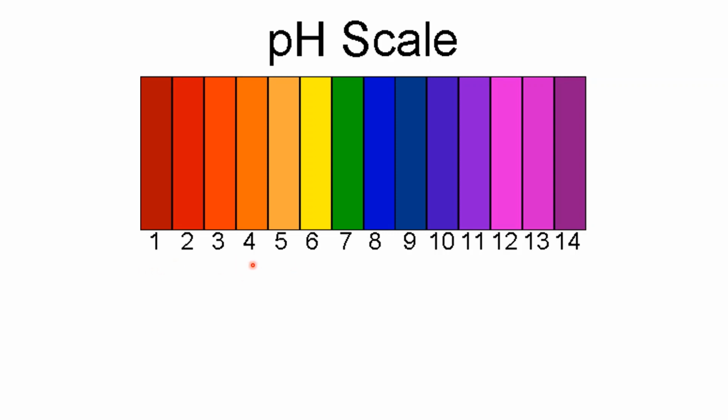Weak acids have a relatively high pH, i.e. more than 1 but lower than 7. So this region here is where you will find a weak acid. Conversely, strong alkalis or strong bases have a very high pH, much higher than 7. All bases, all alkalis have a pH higher than 7, but strong alkalis have a pH that's very high, 13 or 14, and weak alkalis have a pH of about between 8 and 10.